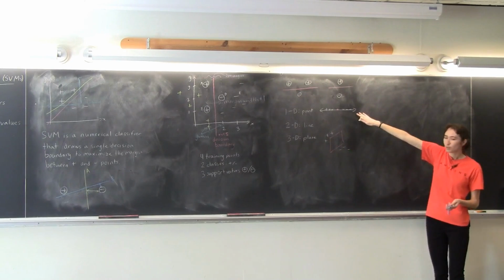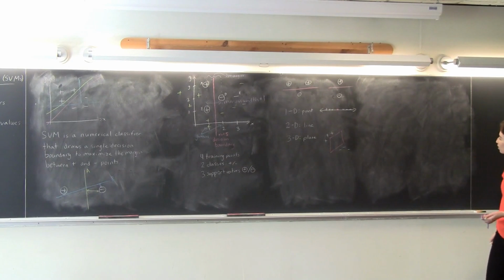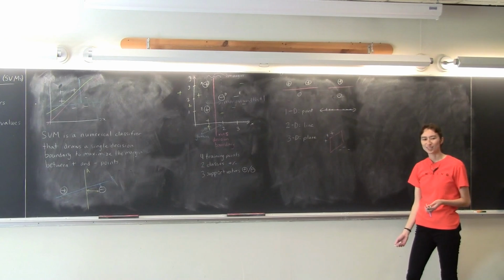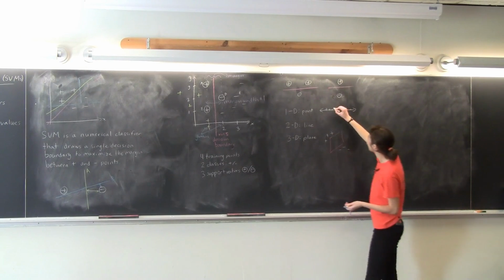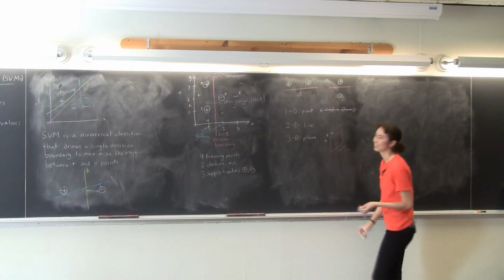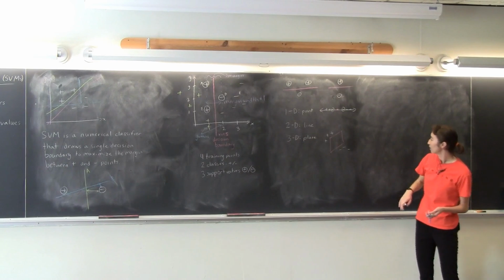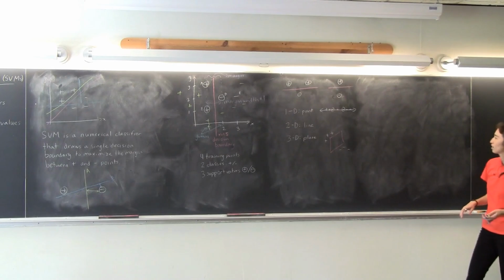In 1 dimension, how many support vectors would we need? 1? Which point? What is a support vector? 2. Yeah, 2, because we're going to need 1 plus and 1 minus. So you always need at least 2 support vectors. And in 3 dimensions, in some cases, we'll need more than 3, but we're not going to worry about that for today.